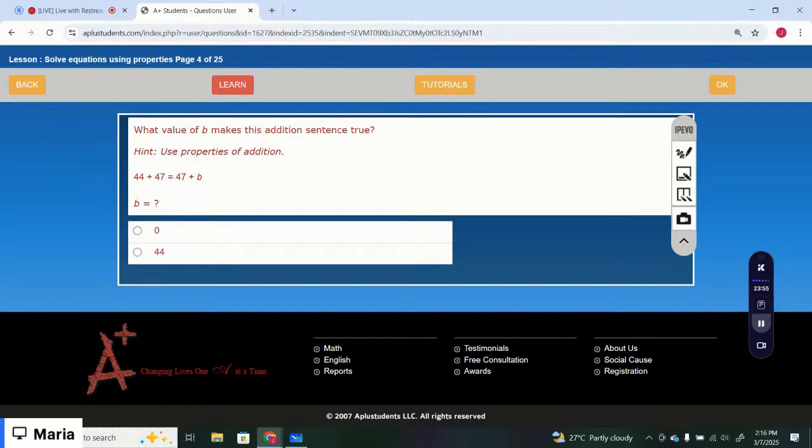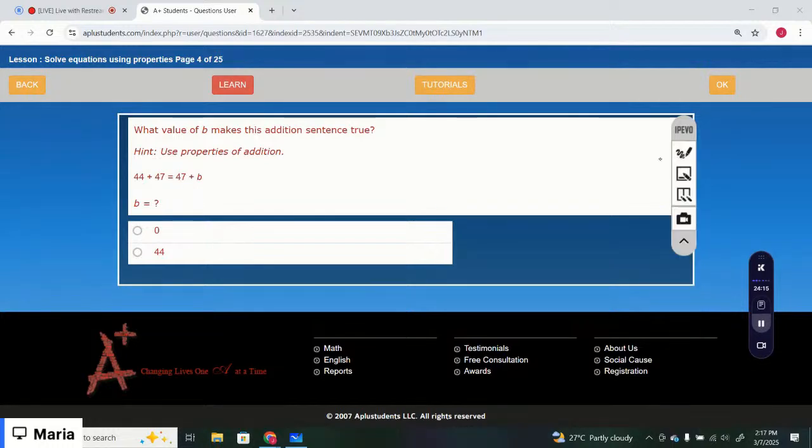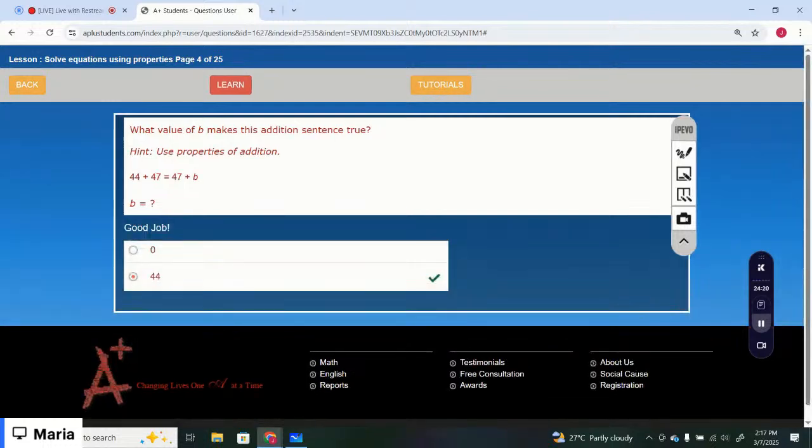What value of P makes the addition sentence true? Use the commutative property of addition. You have two numbers on both sides, their sum must be equal, and the numbers on both sides must be the same. You are given 44 here, and 47 here, you have 47. P is missing, so that means P is definitely 44. Option number two is the correct option.